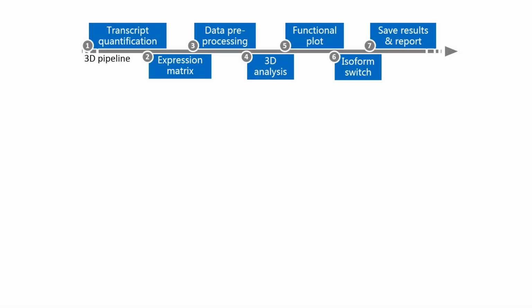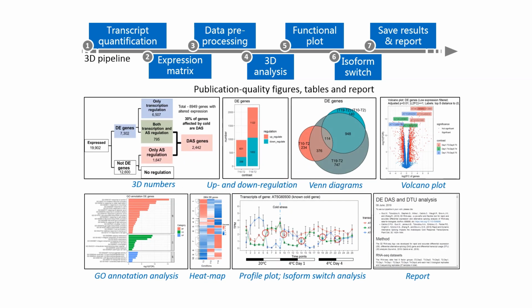The 3D app takes transcript quantification data, generates an expression matrix, then preprocesses the data in various ways for 3D analysis. It does functional plots and isoform switch analysis. In the final step, users can save all the results and generate a report. The 3D app can generate publication quality figures, tables, and reports, such as up and down regulation plot, Venn diagram, volcano plot, GO annotation plot, heat map, and profile plot.